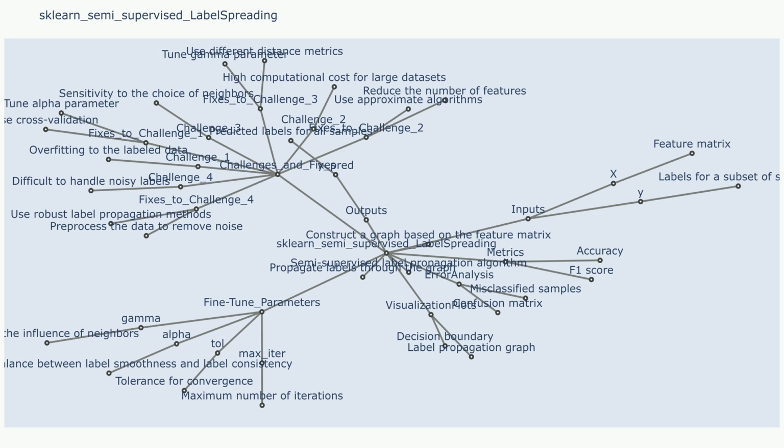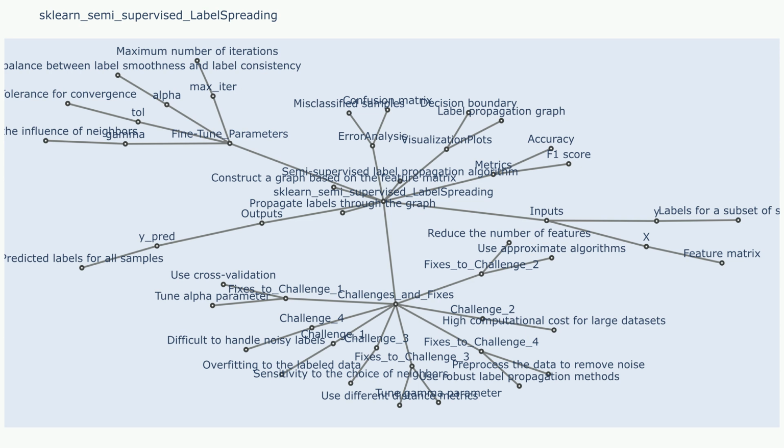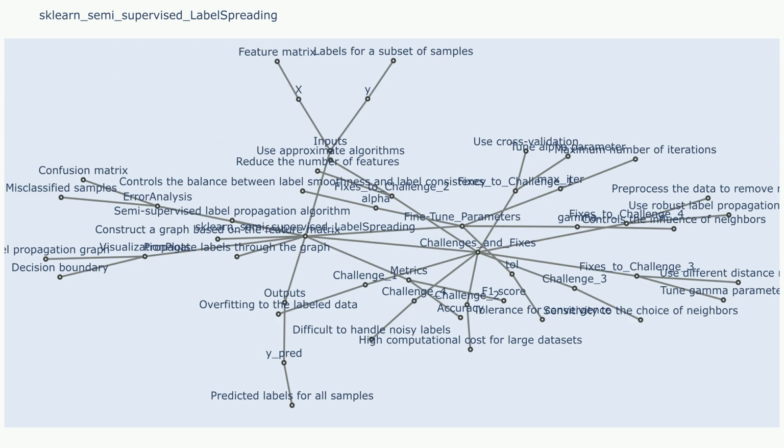sklearn semi-supervised label spreading. Description: label spreading is a semi-supervised learning algorithm that propagates labels from labeled data points to unlabeled data points based on the similarity between them. It operates by constructing a graph where nodes represent data points and edges represent the similarity between them. The algorithm then iteratively spreads the labels of labeled points across the graph, influencing the labels of unlabeled points based on their connectedness. This method is particularly useful when dealing with datasets where only a small portion of the data is labeled.